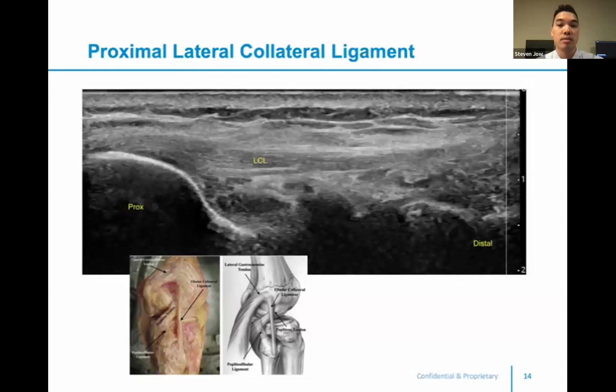Here we can see the proximal portion of the lateral collateral ligament originating off the lateral femoral condyle, and the popliteus just deep to it. So for me, I think the popliteus is a nice landmark to help identify the LCL and vice versa.